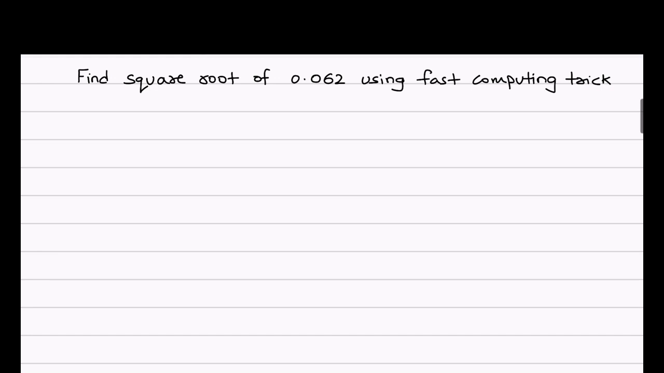Everybody. Today's Super Solver is on square roots. The question is: find the square root of 0.062 using some fast computing trick. Trust me, the solution of this question is going to be very interesting.